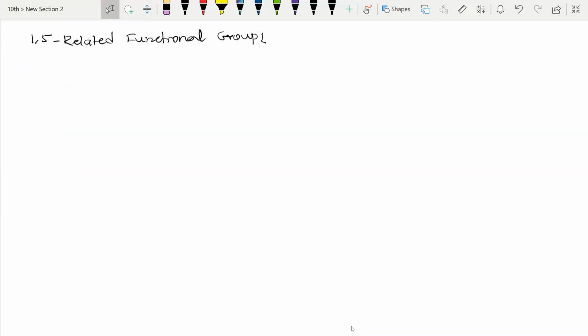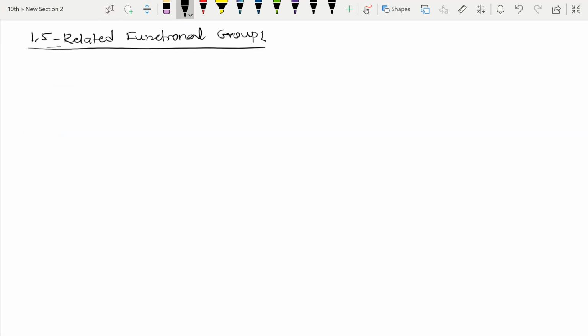So in this video we shall continue with that retrosynthesis, right? So here we shall start with these 1,5 related functional groups, right? So what is this 1,5 related, that we shall see now. For that, let us take the first example.